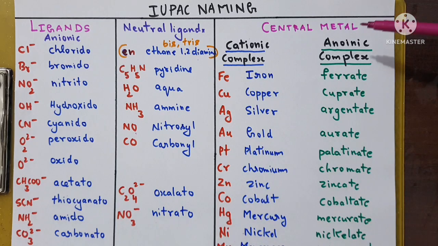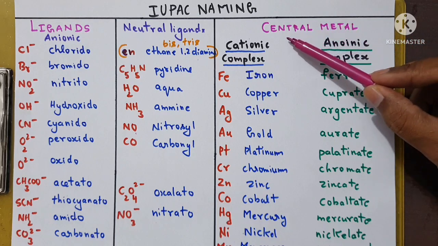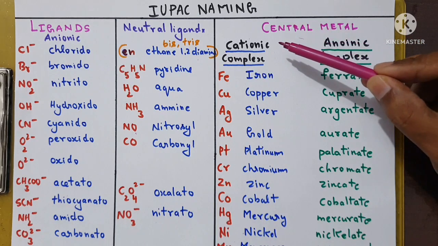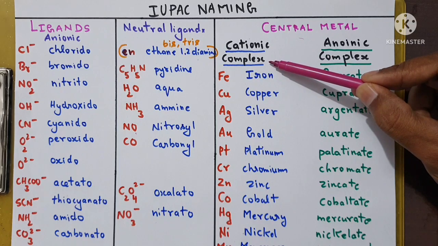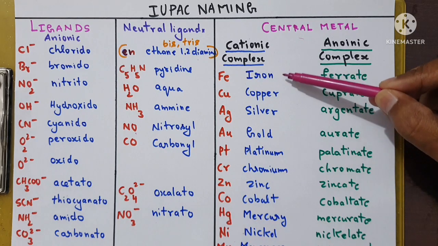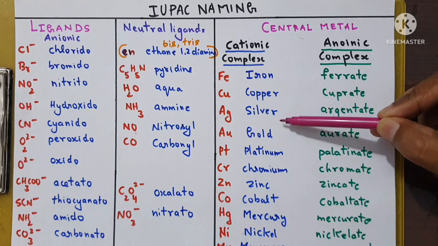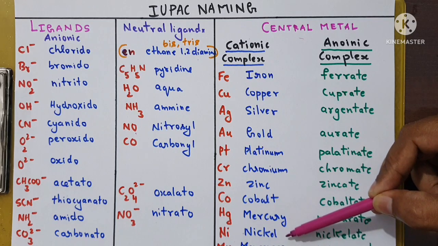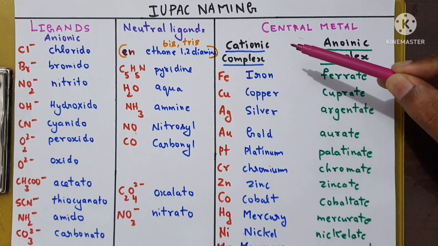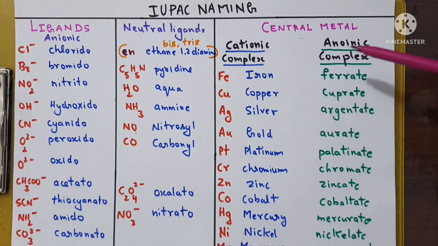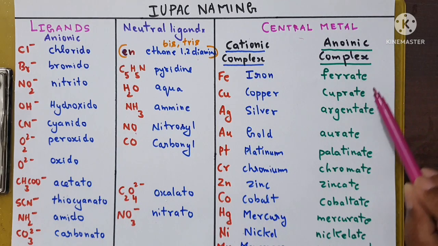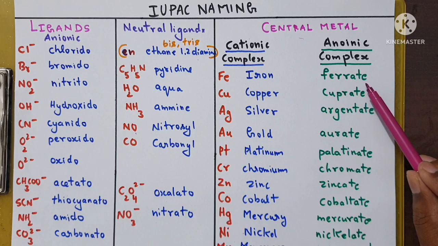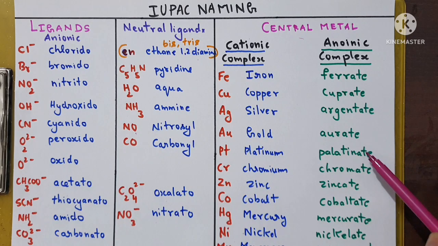Come to the other side, you can observe here there is a central metal atom. If the given complex is a cationic complex, then the central atom name will be this: iron, copper, silver, gold, platinum, chromium, zinc, cobalt, mercury, nickel, manganese. If the given complex is an anionic complex, then the central metal atom will be this: ferrate, cuprate, argentate, aurate, platinate, chromate, zincate, cobaltate, mercurate, nickelate, manganate.